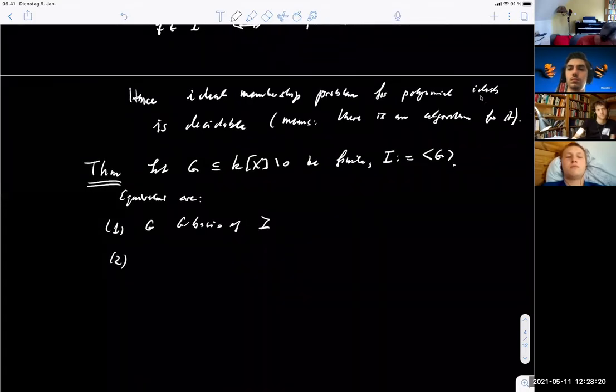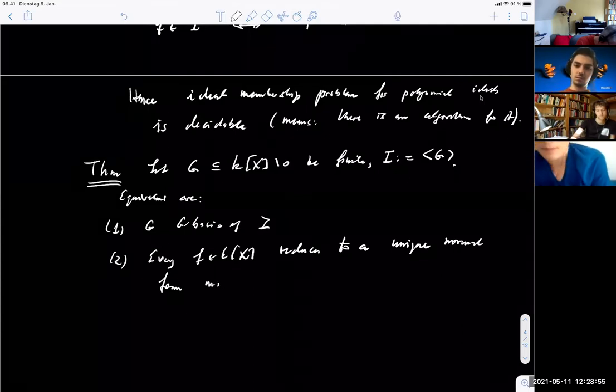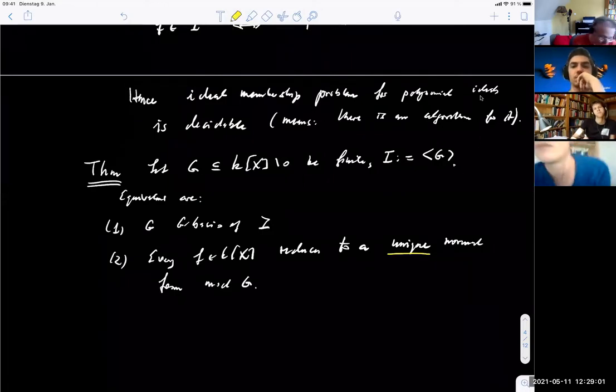Two. Now this is what we know from the proposition. Every polynomial reduces to a unique normal form mod G. Every f in K[x] reduces to a unique normal form. So again, this uniqueness is of course important because we can always reduce to a normal form.